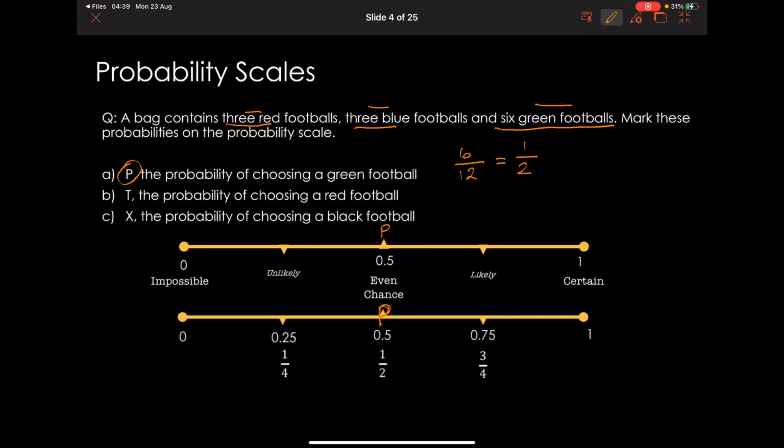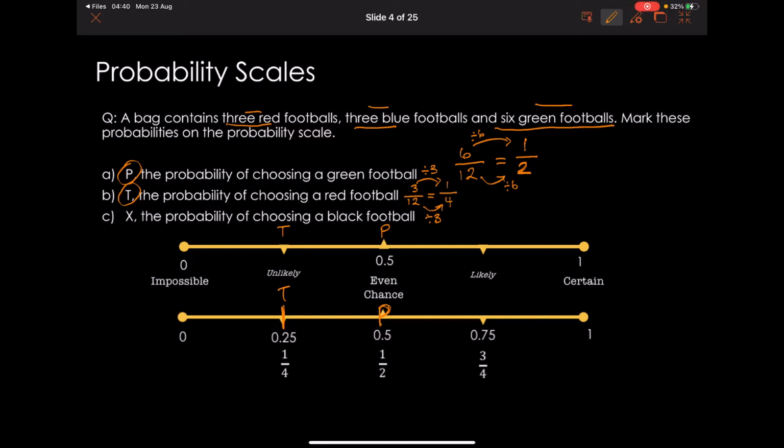Then it says the probability of choosing a red football. Well, there are 3 red footballs out of 12. And if we cancel that down, so here what we did was we just realised that 6 was half of 12, but you could have said that you divided by 6. 6 divided by 6 is 1, and 12 divided by 6 is 2. Whereas with the probability of choosing a red, 3 out of 12 would have to divide by 3. 3 divided by 3 is 1, and 12 divided by 3 is 4. So that's a quarter. So remember, a quarter is going to go just here. Okay, so that would be the T, probability of choosing a red. So T would go there.